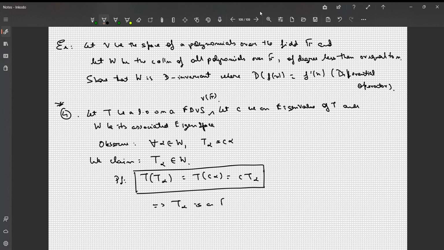We don't actually need this, because this statement directly implies that T of alpha is an eigenvector corresponding to the eigenvalue, right? Got it? So this implies T of alpha must be inside W, right? So basically eigenspaces are invariant under the linear operator associated with them, right? Clear? And that's quite an important one. Got it? Okay.